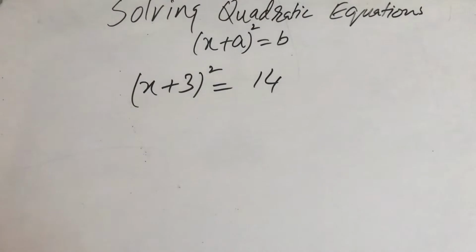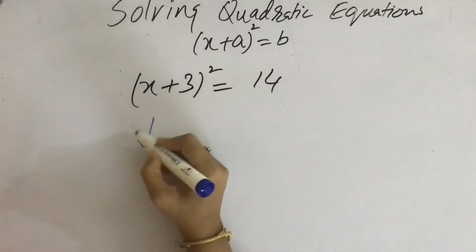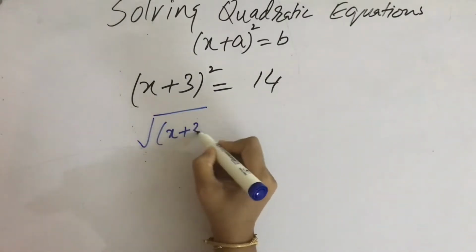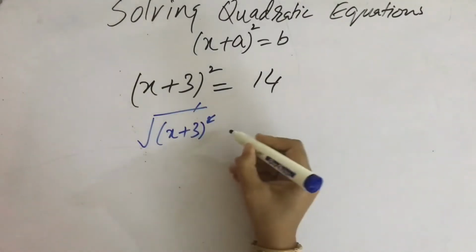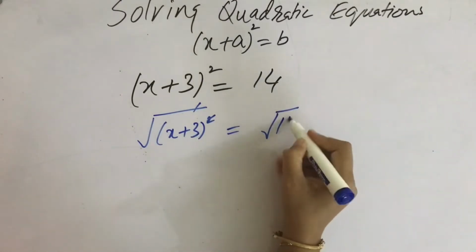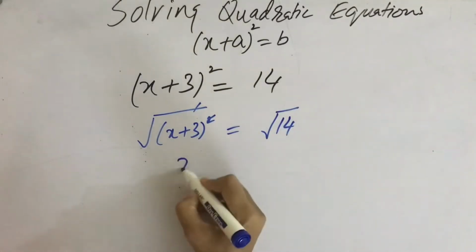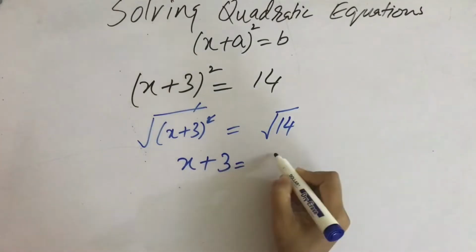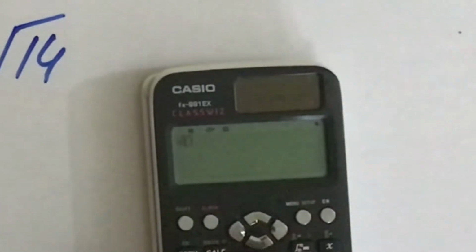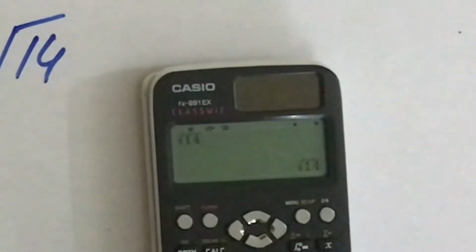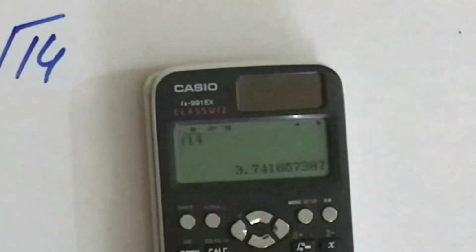Now what we are going to do, we are going to take the square root of both sides. When we shall take the square root of both sides, our square will be cancelled with the square root and we shall have a square root of 14. So this x plus 3 will be equal to square root 14. When we shall take square root 14, we shall have 3.7416. So I take here 3.742.